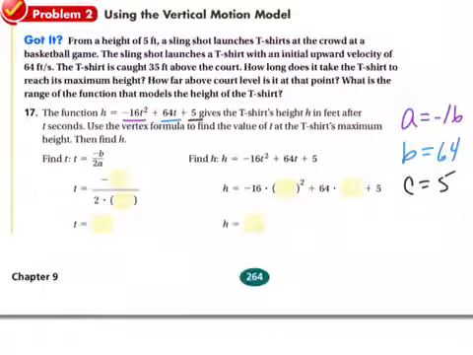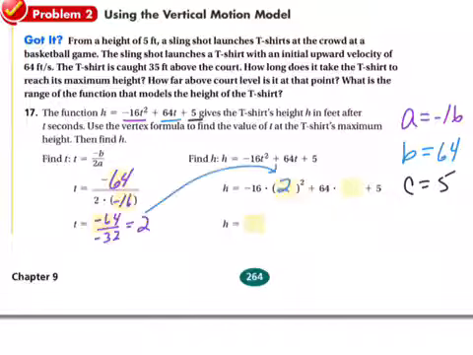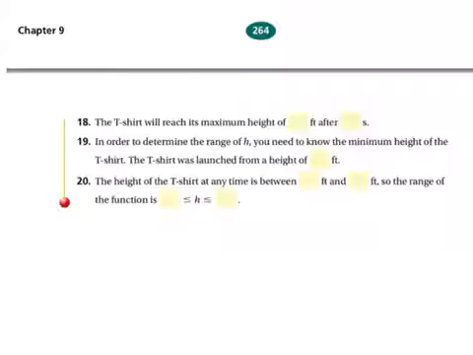First, let's use the vertex formula to find the value of t at the t-shirt's maximum height. Then we'll use that information to find the h. So we determined that the t-shirt will reach its maximum height of 69 feet after 2 seconds. In order to determine the range of h, you need to know the minimum height of the t-shirt. The t-shirt was launched from a height of 5 feet. So the height of the t-shirt at any time is going to be between 5 feet and 69 feet. This determines the range. So the range of this function will remain between 5 and 69.